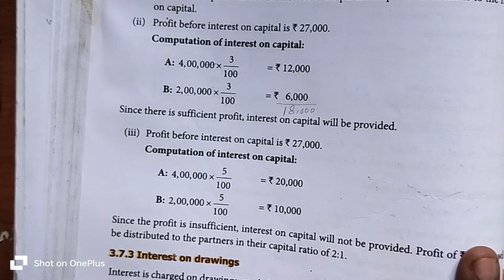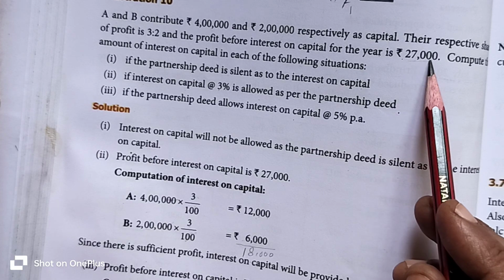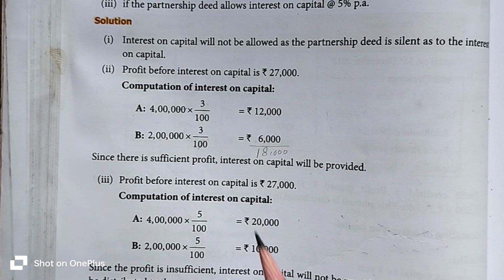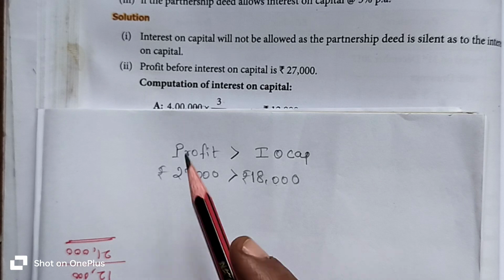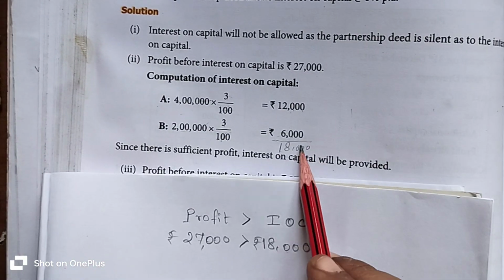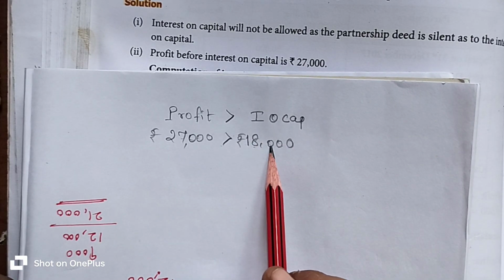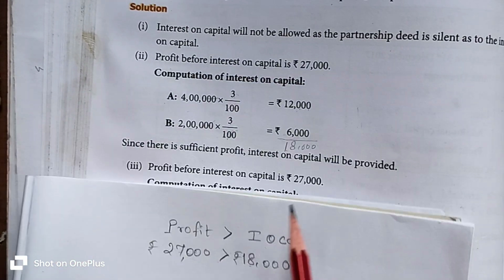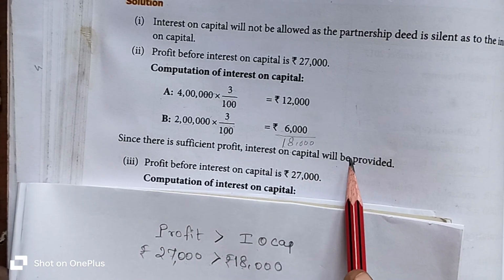Okay, so listen carefully. The profit before interest on capital is 27,000 rupees. Total interest on capital is 18,000 rupees. Listen here. What is the profit? Profit is 27,000 rupees. Total interest on capital is 18,000 rupees. So the profit is more than the interest on capital, so we do not have insufficient profit here. So we can distribute the interest on capital. We can provide the interest on capital to both partners.